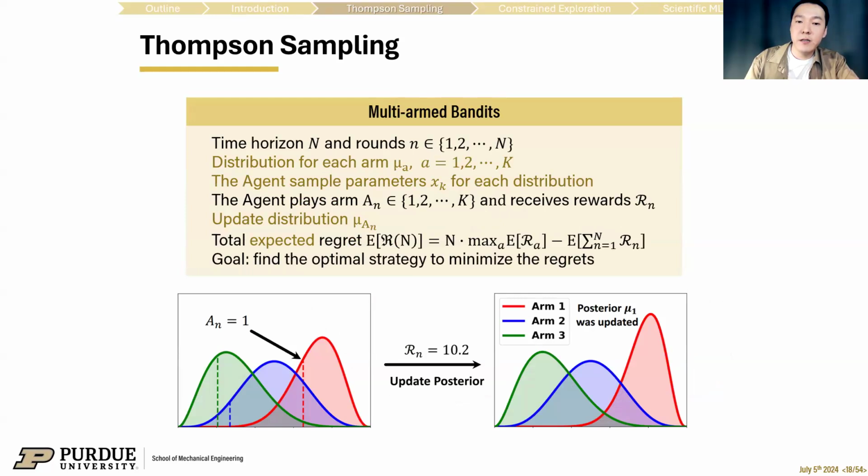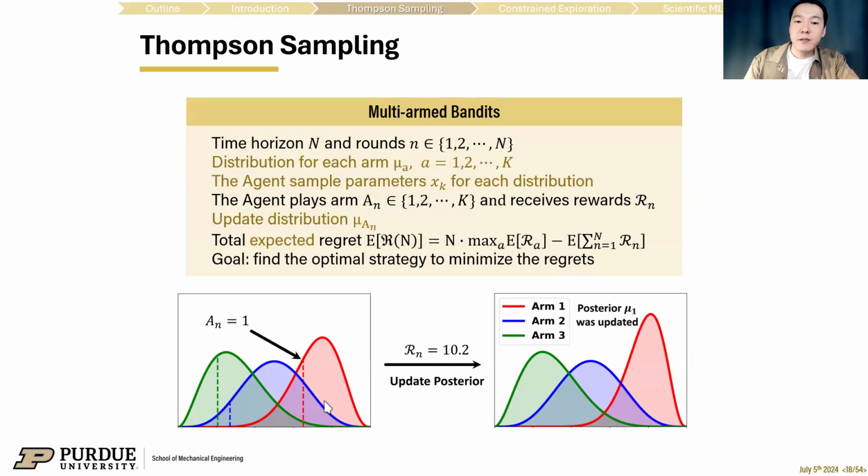So what about it in the Bayesian framework? Now we assume a posterior distribution for each arm, and each time you sample from each arm, compare the samples, and then select one arm, and then you receive the reward from your selection. According to the reward, you update the posterior distribution and so on. Then your target is to maximize the rewards or minimize the regret.